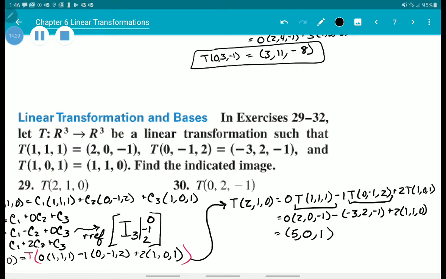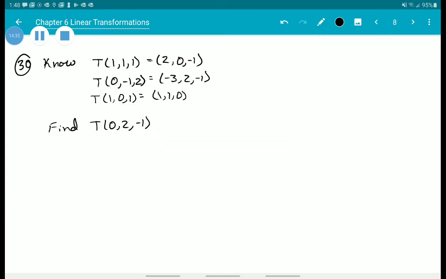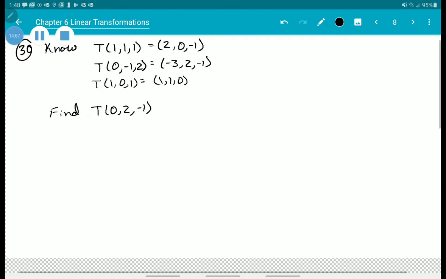And we could do the same thing with number 30. So let's do that on the next page. So if we look at this one, we're still using that same set. T of 1, 1, 1 is equal to 2, 0, negative 1. T of 0, 1, negative 1, 2 is equal to negative 3, 2, negative 1. And T of 1, 0, 1 is equal to 1, 1, 0. We want to find the transformation of the vector 0, 2, negative 1.